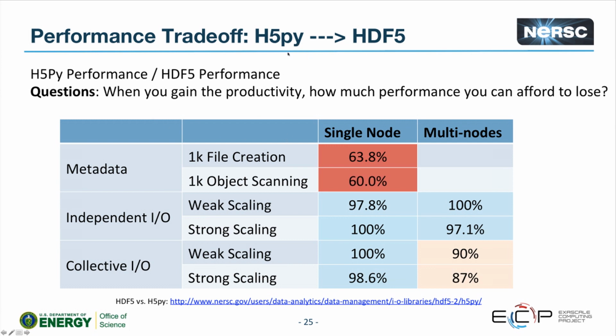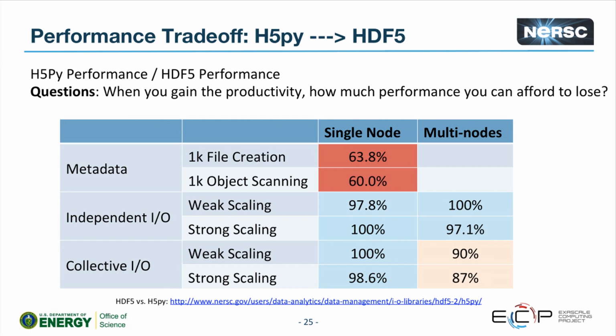We compared h5py and HDF5. In most cases, h5py is close to HDF5. In some cases, like metadata heavy workloads, where you create a lot of files or query a lot of objects inside the file, or where there is a lot of communication across multiple nodes, the overhead is much larger. That's mainly because there is some overhead in the Python layer. There is also some optimization work on those layers, so we could expect much better performance in the future.